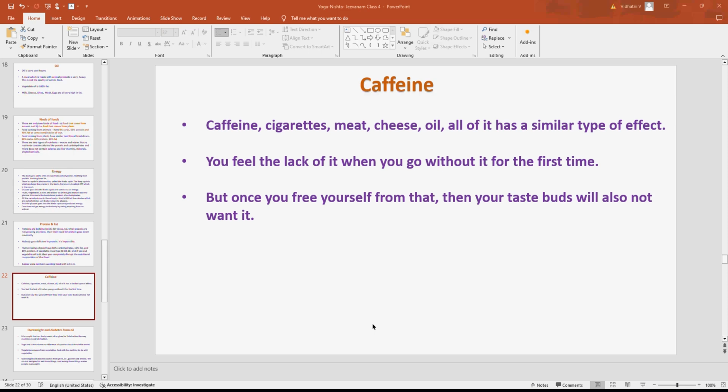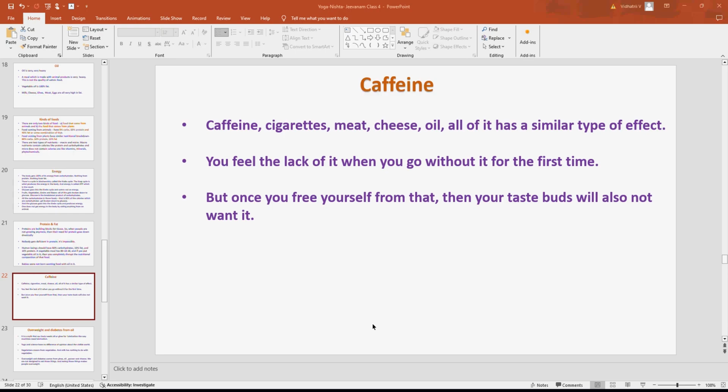Just like we have acquired a taste for pizza and pasta and everything, the taste for oil and salt, all of it is an acquired taste. We were not born wanting those tastes. Just like somebody who smokes cigarettes was not born wanting it. They got used to it, right? The same thing with oil, salt and sugar and everything.